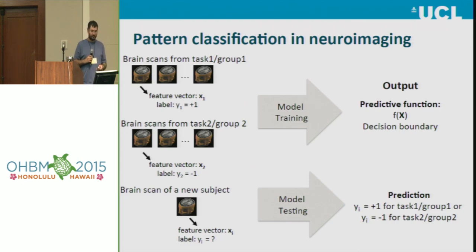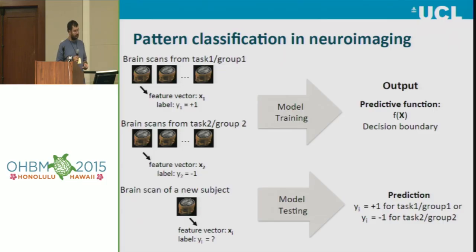And then during the model training phase, we will learn this predictive function, which is the output on the right-hand side, which, for classification, is often a decision boundary that describes how to get from the input space to our label that tells us which task or which group we're associated with.